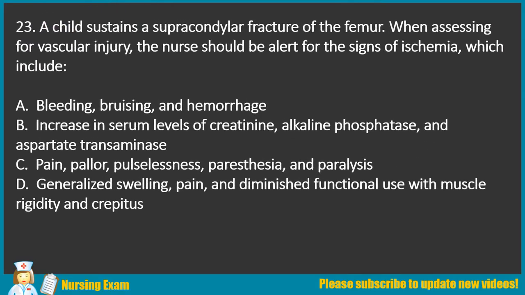Question 23. A child sustains a supracondylar fracture of the femur. When assessing for vascular injury, the nurse should be alert for the signs of ischemia, which include A. Bleeding, bruising, and hemorrhage. B. Increase in serum levels of creatinine, alkaline phosphatase, and aspartate transaminase. C. Pain, pallor, pulselessness, paresthesia, and paralysis. D. Generalized swelling, pain, and diminished functional use with muscle rigidity and crepitus.